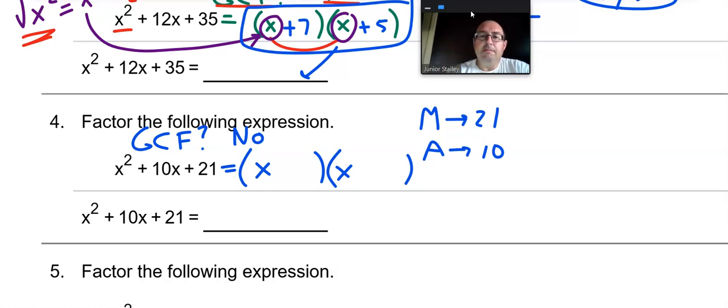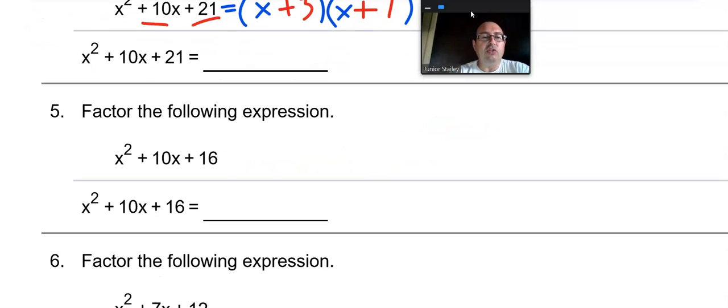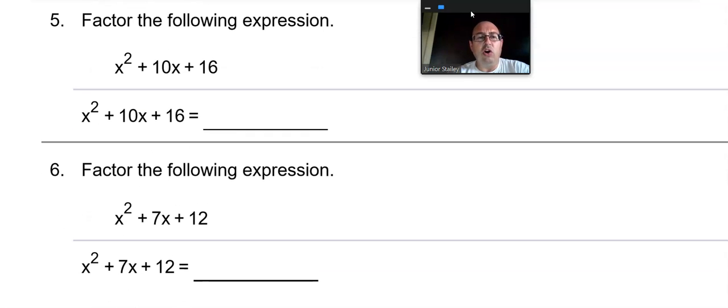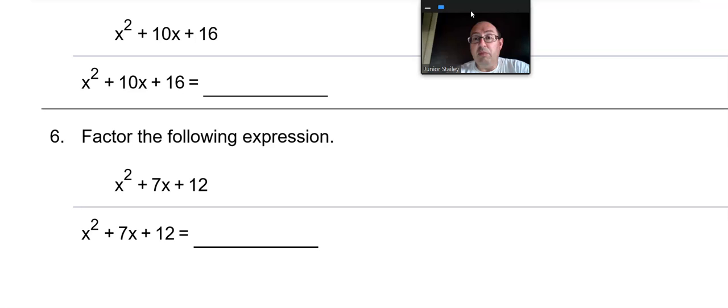So, more practice here. No GCF here, so we immediately look for numbers that multiply together to give 21 and add up to 10. Hopefully you can think that 3 and 7 are the two numbers that multiply together to give you 21 and add up to 10. So hopefully this process starts getting familiar to you. These are just more practice ones that you can work on yourself. If you want some extra practice, obviously you're going to go to the SWYK. It's going to generate some for you. So if you need more practice, just keep practicing till you get it right.